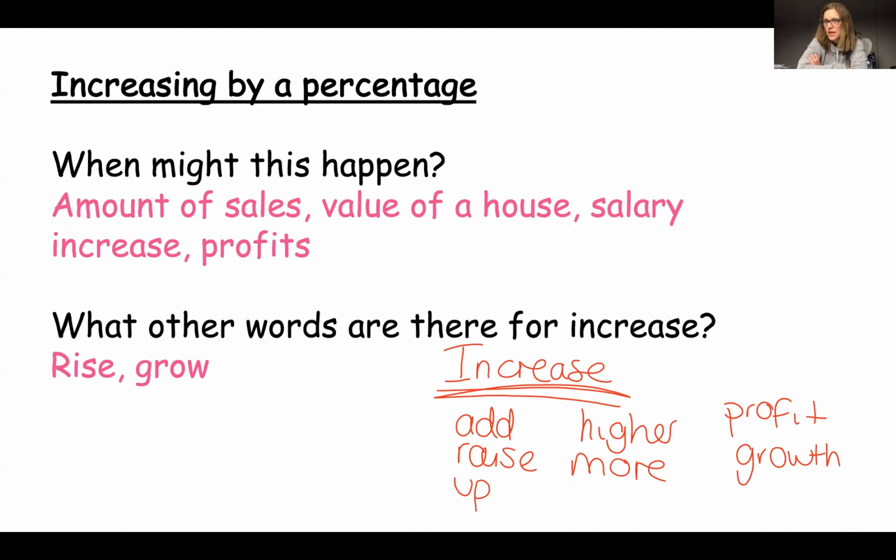Okay, so the amount of sales that you do might go up. That might increase by a particular percentage. You often hear house prices being spoken about with percent. Oh, there's been a 6% increase in 2020 on the average house price, blah, blah, blah. Salaries typically go up by a percentage as well, 2%, 3%, what have you. And profits can also be measured by percentage increase or sadly decrease as well. So other words for increase, we've got rise, grow, add, higher, growth, profit, etc.